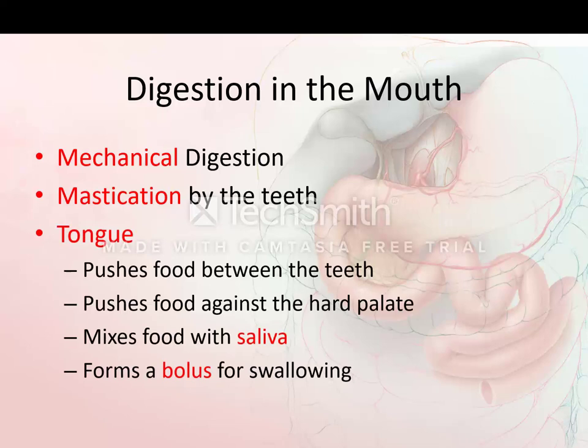Let's first just look at mechanical digestion. Mechanical digestion will involve the actual physical activity, so the crushing and chewing of the food. That chewing, remember I said, is called mastication. So when we chew our food, it is mastication, and our teeth are performing that chewing motion. So that's why our teeth are involved in digestion. Furthermore, while we are chewing, our tongue is pushing around that food and moving it around, and also mixing it with the saliva.